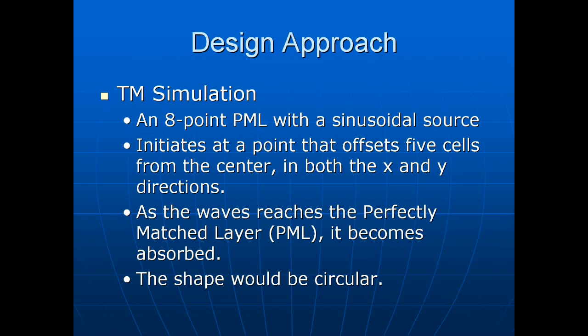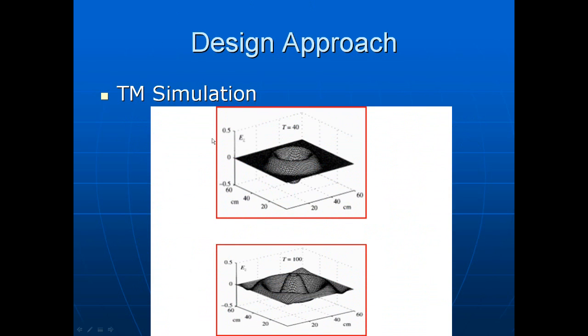By plotting the shape, it would remain circular. However, if the waves get within 8 points of the edge, which is inside the PML, then the shape will become distorted, and therefore it will not be circular anymore. Here is the result that I was talking to you about: this 8-point PML with a sinusoidal source, which offsets 5 cells from the center in both the X and the Y directions.